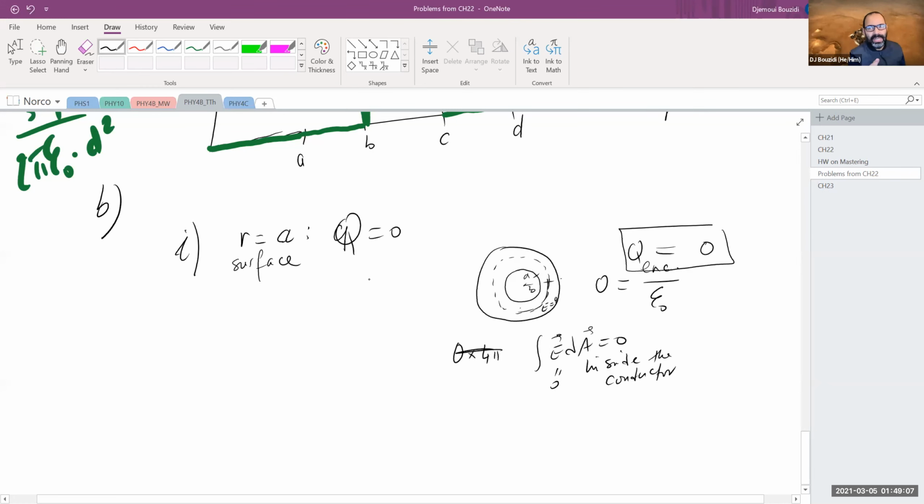So the inner surface of radius A has no charge on it. Because if it did, it would make the electric flux in here not equal to 0. It would be that charge divided by epsilon naught. And we know it's 0 because there is no electric field inside the conductor. So if I calculate the flux through any surface inside the conductor, it has to be 0. That's why that charge is exactly 0 on the surface of radius A. Okay? Make sense?